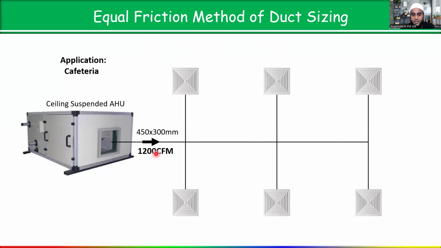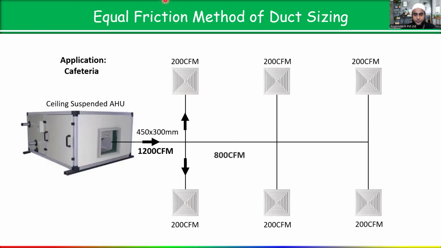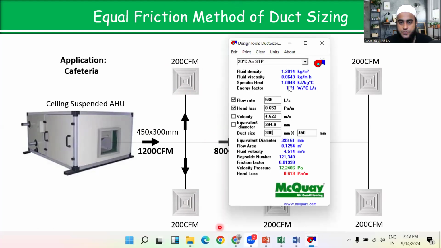So let's say 1200 CFM in the main duct we are supplying, 200 CFM in this diffuser, 200 in this diffuser. Now the remaining CFM is how much? Tell me. Because from each diffuser we are supplying 200, the remaining is 800 CFM. Now for 800 CFM we have to do the duct sizing. As I told you, always try to maintain the constant height in the main duct, so 300 mm we are maintaining. Now open the duct sizer and let's see for 800 CFM how much duct size we get.